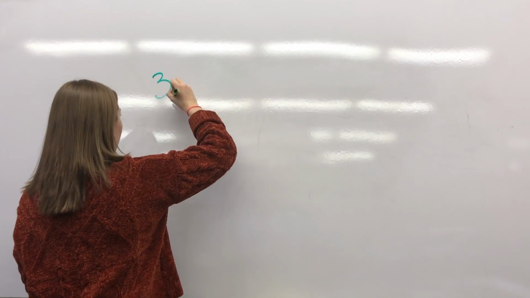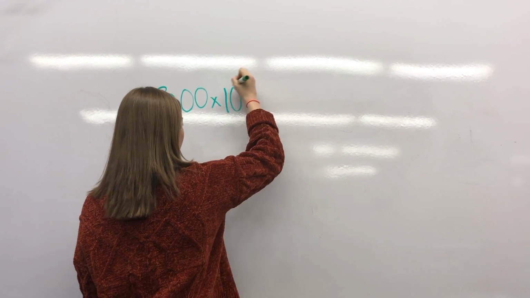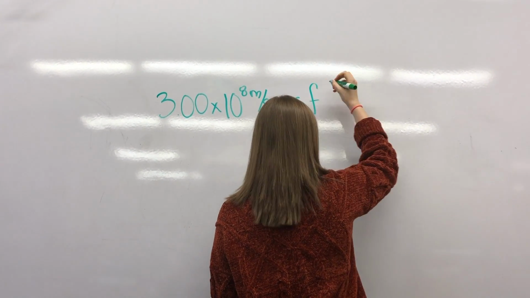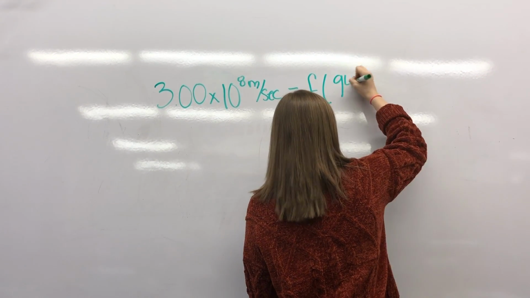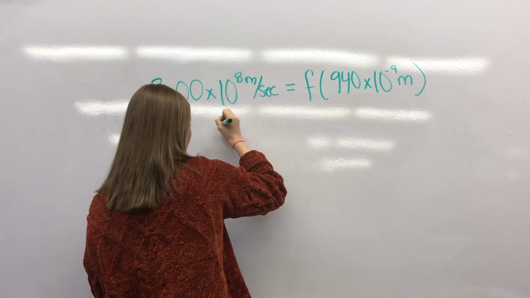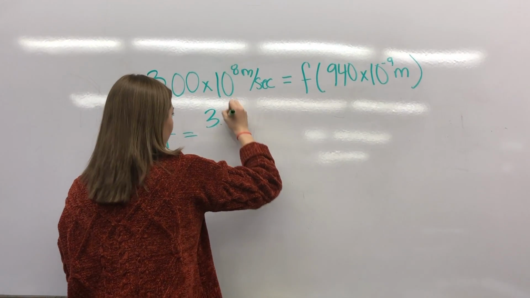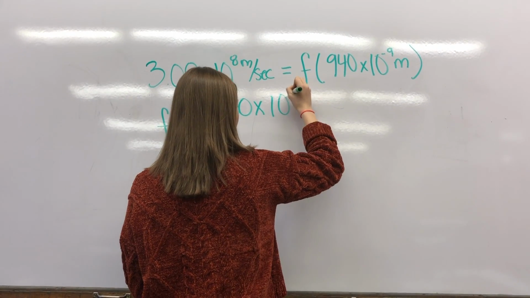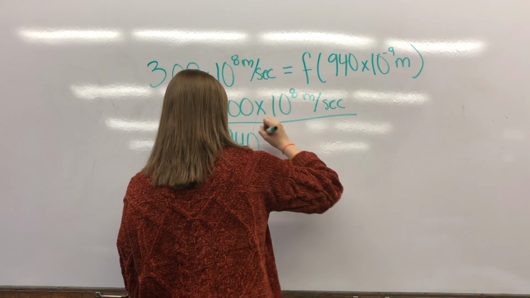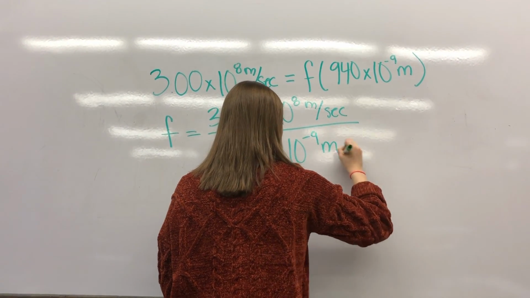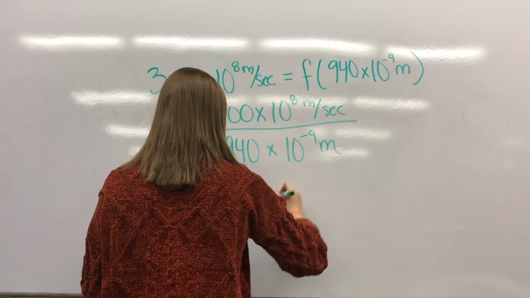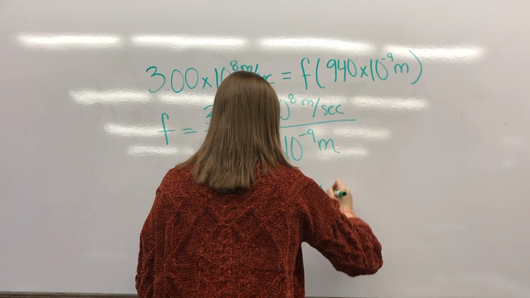With the given values, we can start plugging in the values to solve for F. The speed of light, which is 3.00 times 10 to the 8 meters per second, equals the frequency times the wavelength, which is 940 times 10 to the negative 9 meters. To solve for F, divide over the wavelength. F equals 3.00 times 10 to the 8th meters per second, divided by 940 times 10 to the negative 9th meters. The final answer is F equals 3.19 times 10 to the 14th hertz.